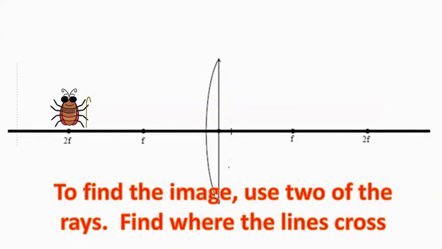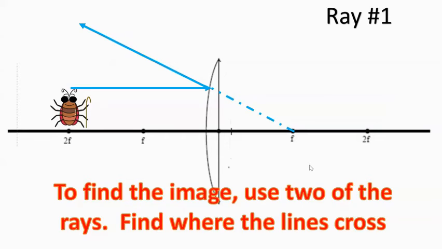Okay, so to find his image, we're going to have to use two rays and find where those lines cross. So I'll start with ray number one, parallel at first, and it's going to bounce off away from the focal point on the right side. Okay, so I'll draw an imaginary line from where it hits the mirror to the focal point on the other side, and just continue that line, see where the light ray would reflect.